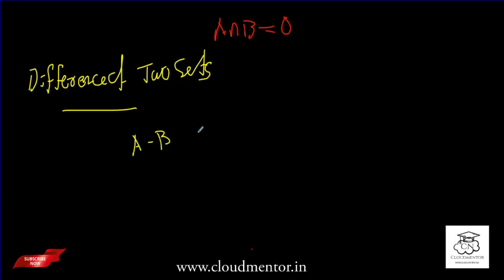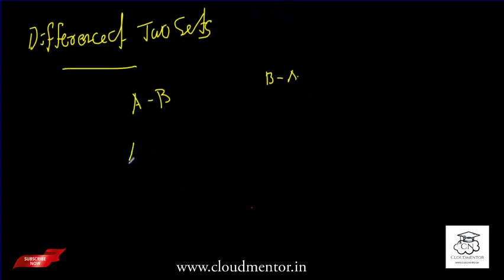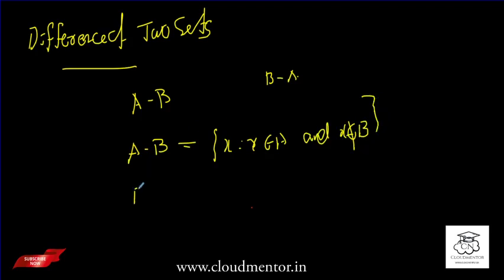And if the difference of two sets is B minus A, then it is a set of those elements which are in B but not in A. Hence A minus B can be written like this: x such that x is an element of A and x is not an element of B. That's the point here. And B minus A can be represented like this: x such that x is not an element of A and x is an element of B.